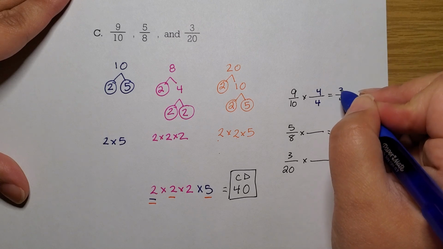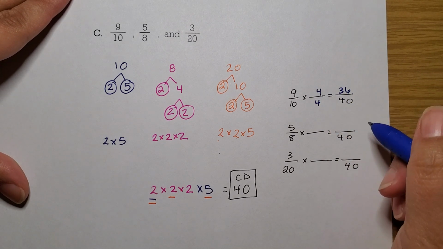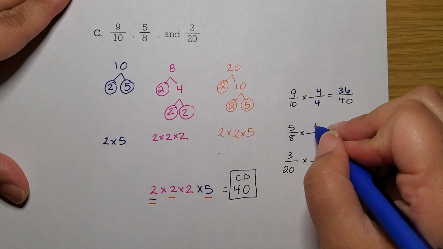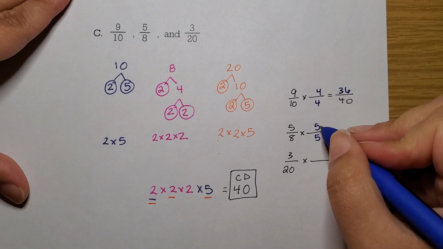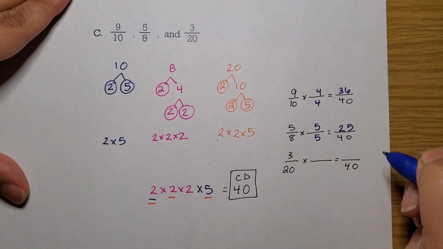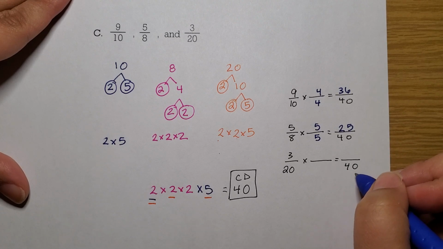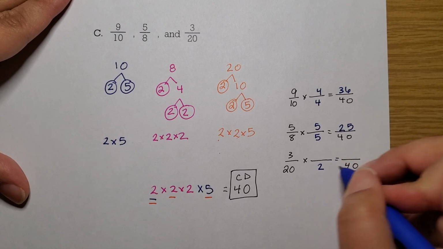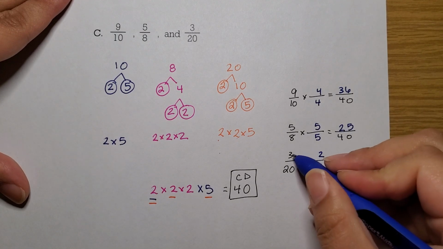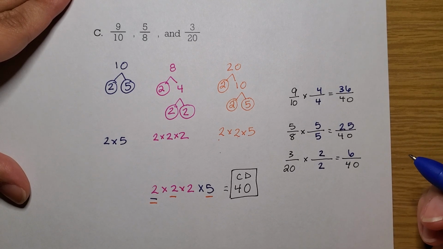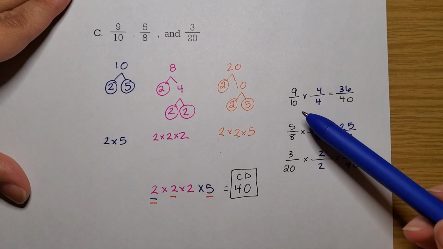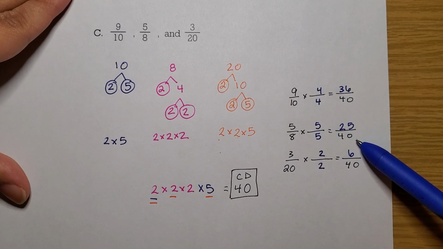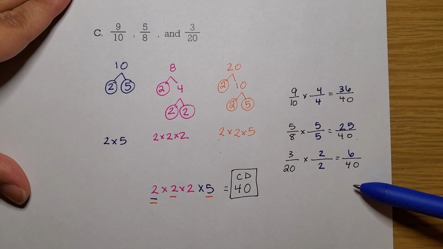4 times 9 is 36. What's 40 divided by 8? That should be 5. And 5 times 5 is 25. And lastly, what's 40 divided by 20? Well, that's going to be 2. And 3 times 2 is 6. So 9/10 is the same as 36/40, 5/8 is 25/40, and 3/20 is the same as 6/40.